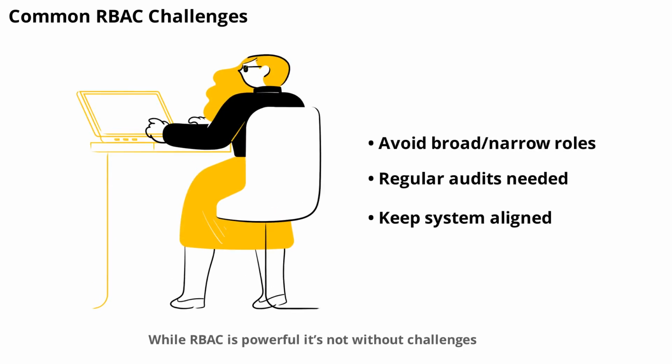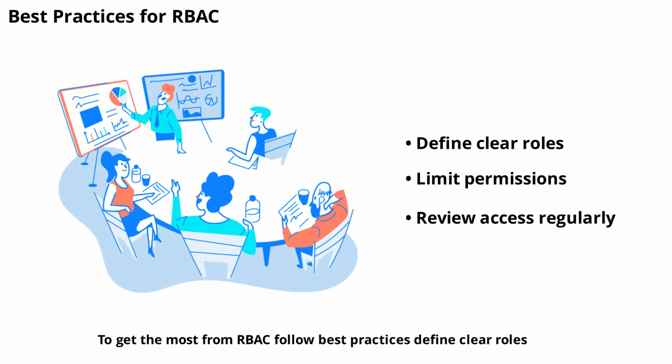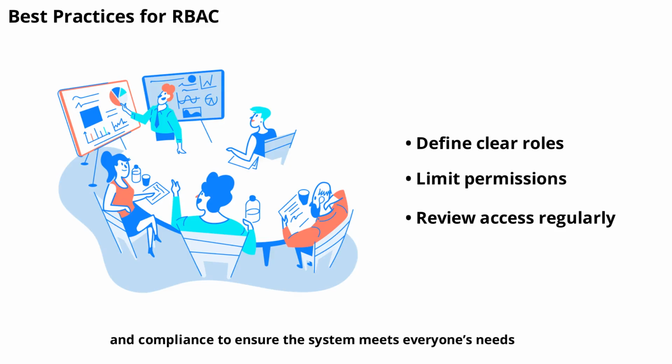While RBAC is powerful, it's not without challenges. Defining roles too broadly or narrowly can lead to security gaps or inefficiencies. Regular audits and updates are essential to keep the system effective and aligned with organizational needs. To get the most from RBAC, follow best practices: define clear roles, limit permissions to what's necessary, and review access regularly. Involve stakeholders from HR, IT, and compliance to ensure the system meets everyone's needs.